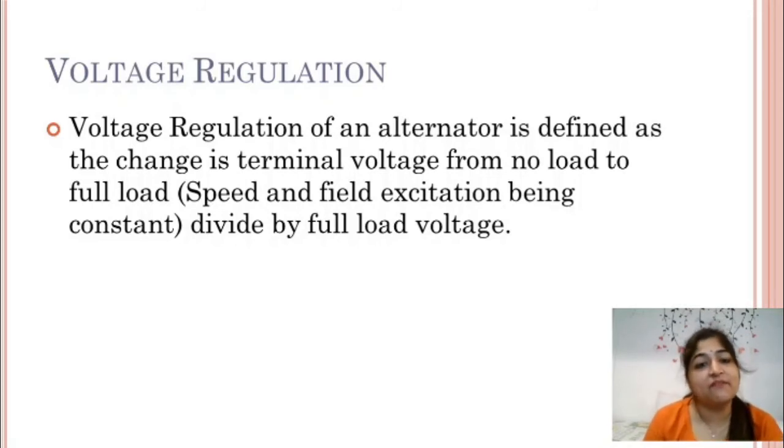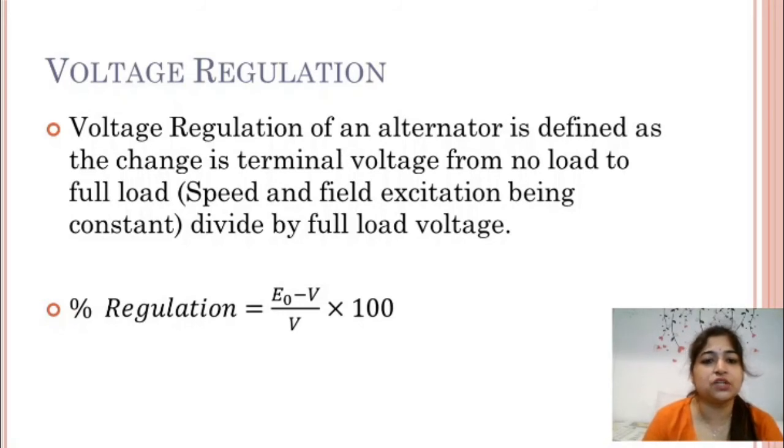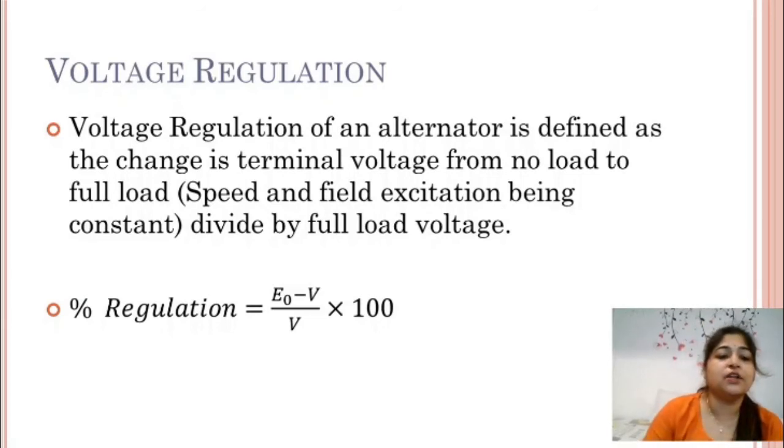But generally when we calculate this voltage regulation, we will always calculate it as a percentage of full load voltage. Okay. So when I want to write down the equation, percentage voltage regulation will be equal to E naught, which is the terminal voltage at no load, minus V, which is the terminal voltage at full load, upon V, which is the terminal voltage at full load, into 100 will give you percentage regulation.